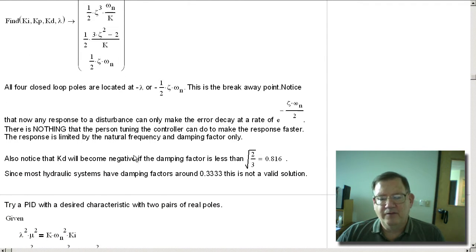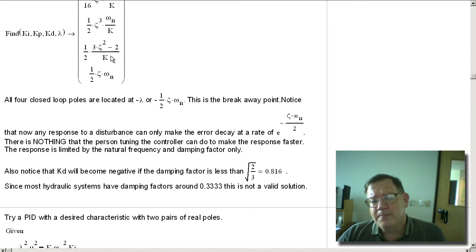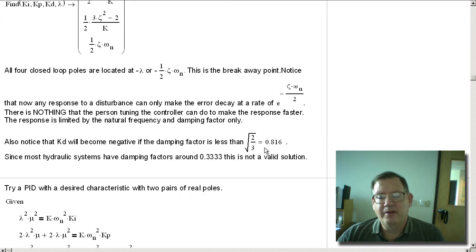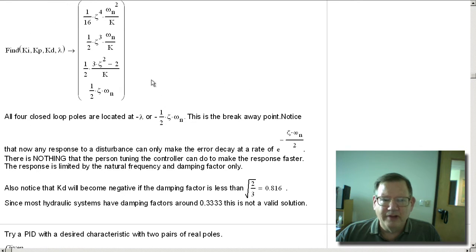Another thing I have to note here is that this is not really a valid solution, because if zeta happens to be too small, the damping factor is too small, then this can be negative, and to stay positive it has to be greater than 0.816. This normally will not be a valid solution, because the damping factor is usually about 0.3 to 0.4, and I like to use 0.3333, so this is not really a valid solution.